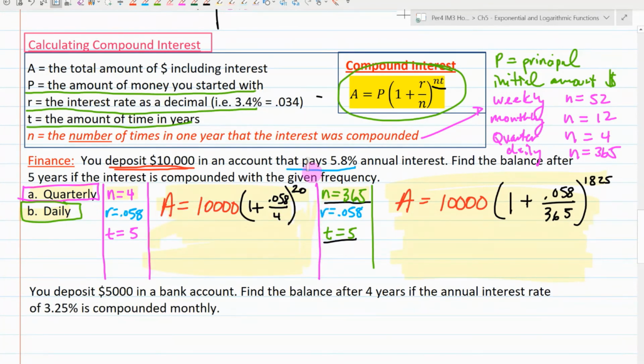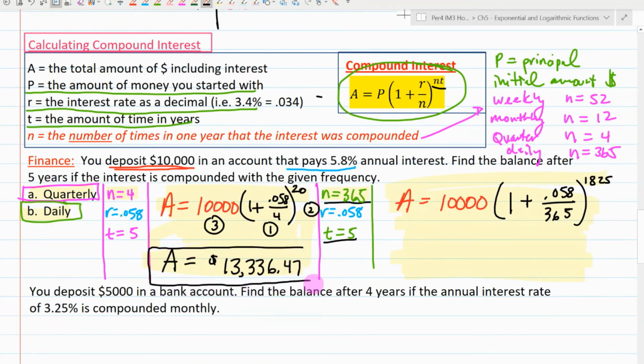Now, the order in which you're going to do these is the order of operations. So we have to do the parentheses first. So we're going to finish this up. Then we're going to do exponents. So you're going to do number 2, raise that to the 20th power after you get a total. And then number 3, you'll multiply by 10,000. If you did that correctly, you should get $13,336.47. This is money. You need to go to the nearest penny and make sure that it's exact.